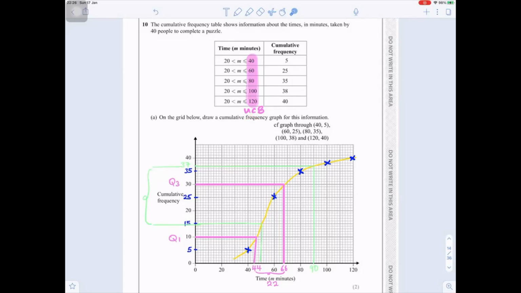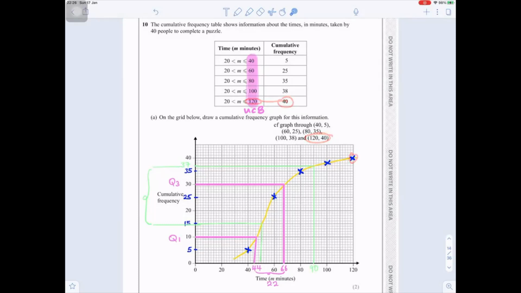So the first point we plotted is 45. You mark the point there. The next pair of points is 60, 25. So 60 across and 25 up, you mark it there. The next point, 80, 35. And the next point, 100 and 38. And the last point, 120 and 40.